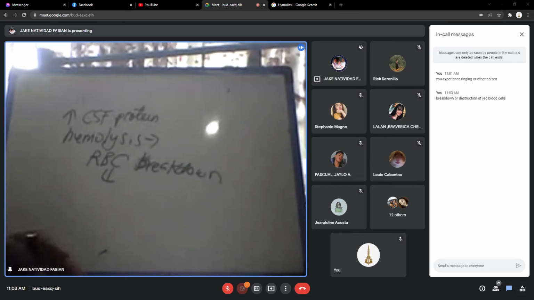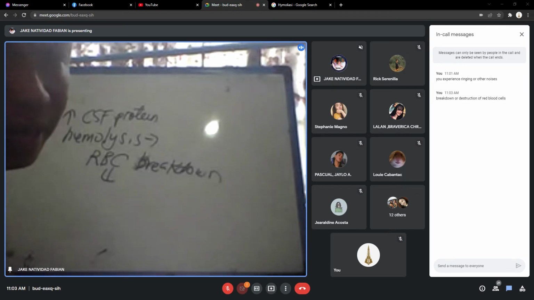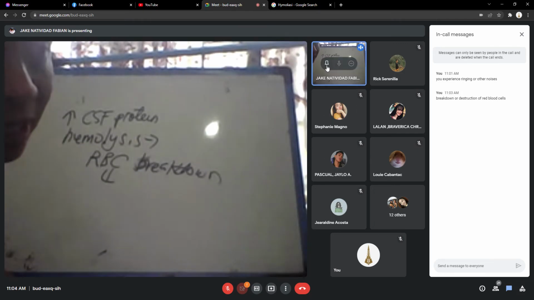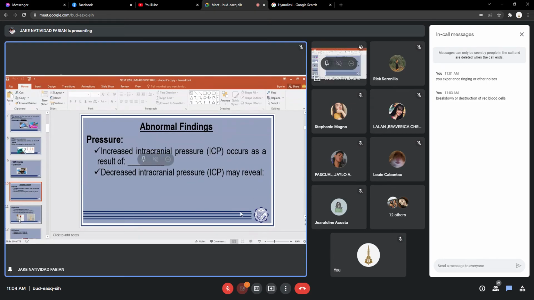Appearance, normally, di ba sabi natin, it should be clear, it should be transparent. But when it is cloudy, that suggests infection or meningitis. When it is yellow to reddish, balikan nga natin to, guys. Decrease intracranial pressure. Pakipalitan nyo yung sinabi ko. Very minimal lang yung unang sinabi ko about RBC breakdown.